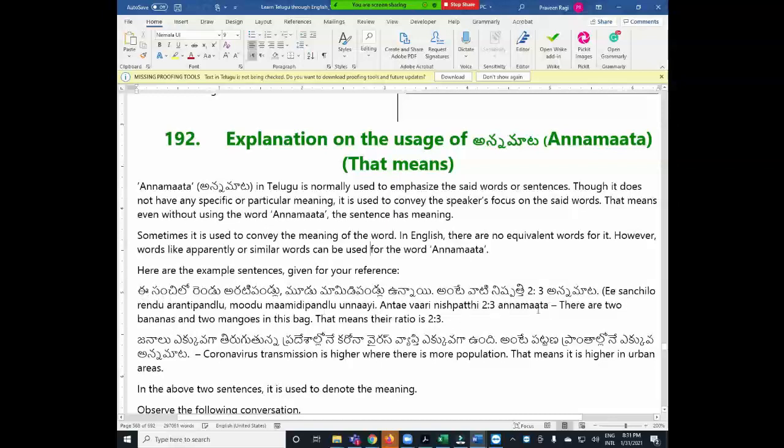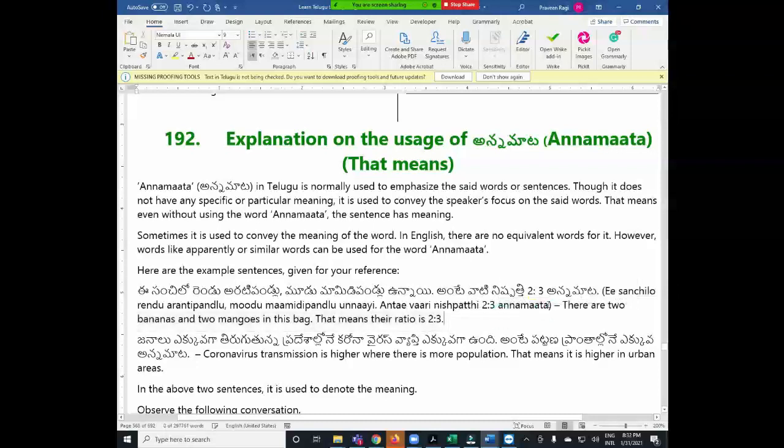This is a very long sentence, but I will explain phrase by phrase so you can understand clearly. ఈ సంచిలో రెండు అరటి పండ్లు. I will show you the transliteration part. ఈ సంచిలో రెండు అరటి పండ్లు మూడు మామిడి పండ్లు ఉన్నాయి. అంటే వాటి నిష్పత్తి 2:3 అన్నమాట. So here we have the word annamata.